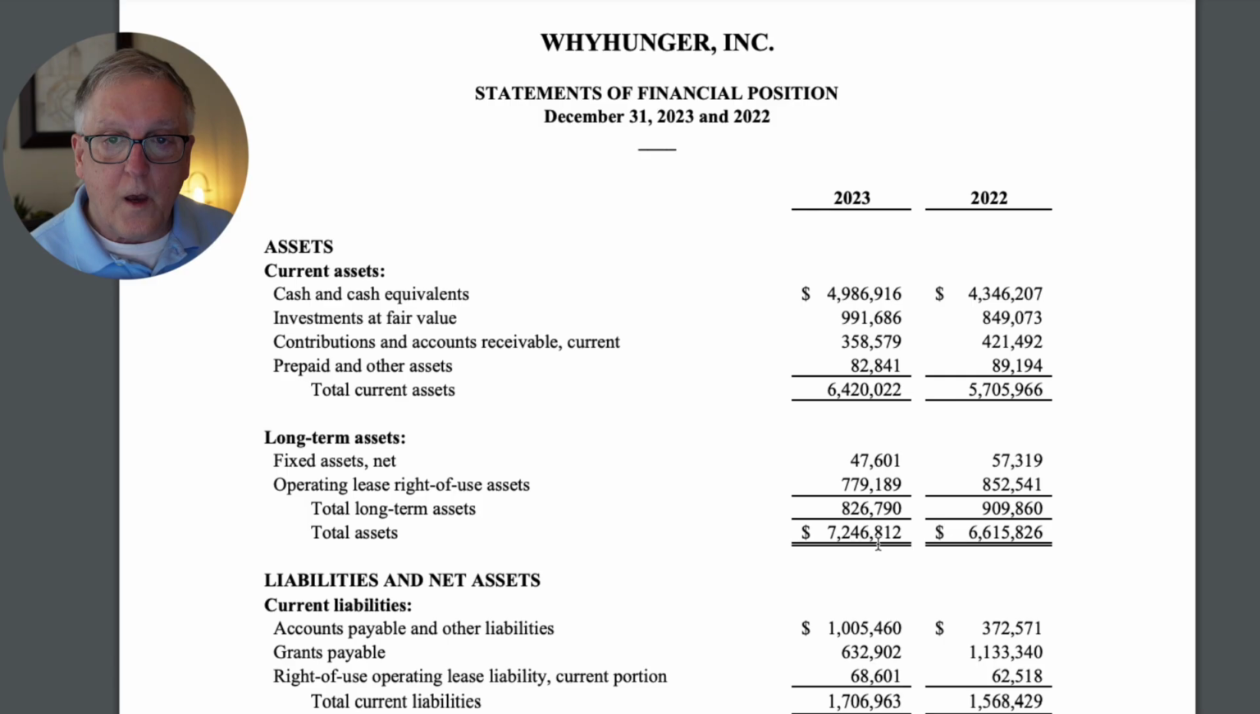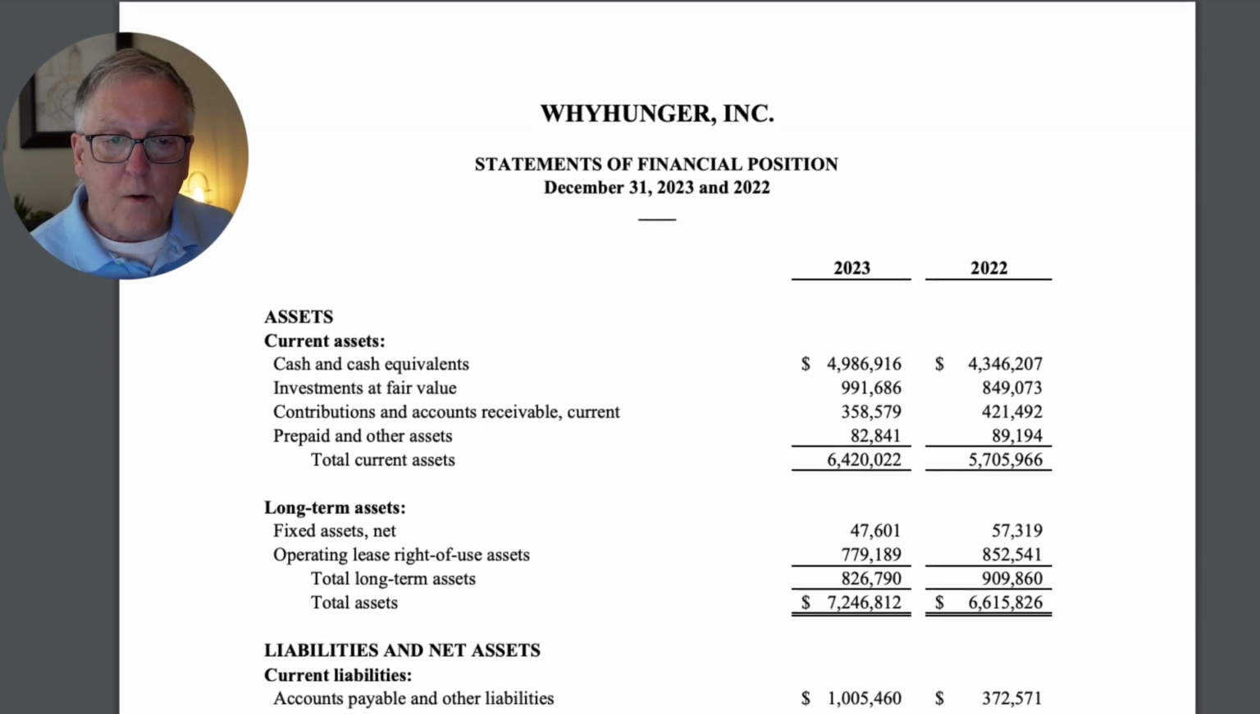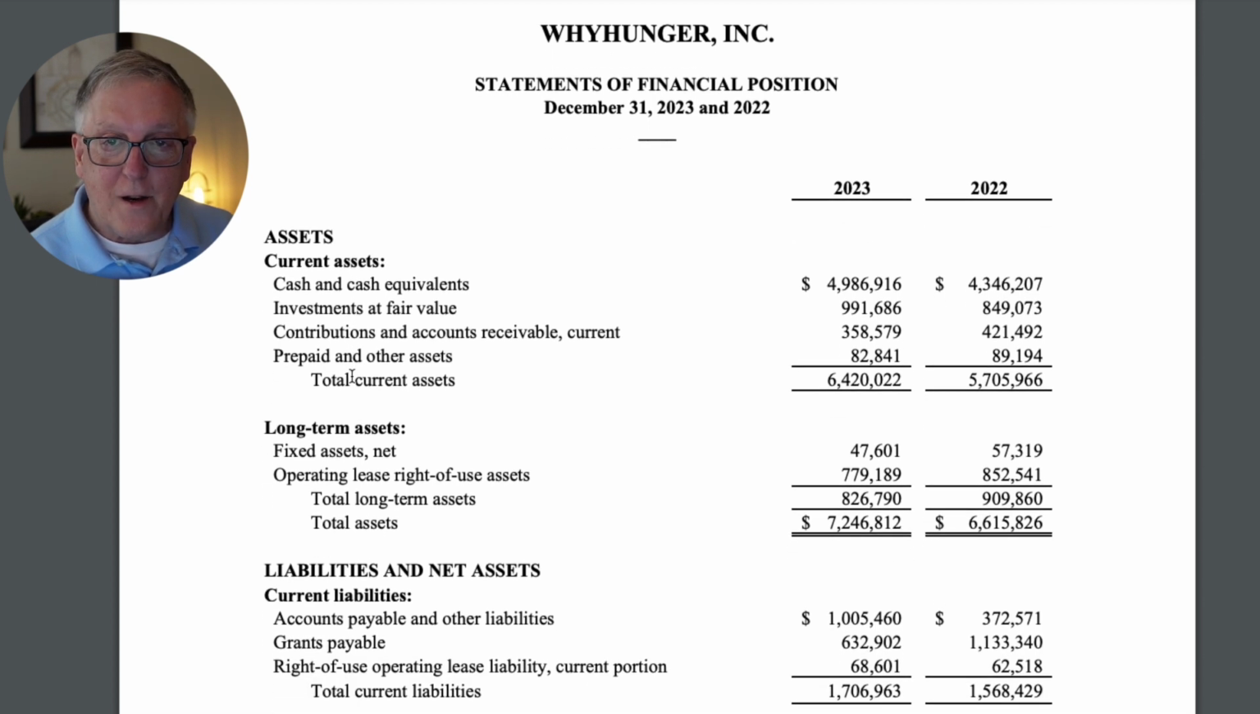So now let's look at the financial statements. So here's the statement of financial position. We look on here, and most nonprofits, you're going to see a fair amount of cash. Hopefully they have plenty of cash, but being a nonprofit, sometimes not. But here we see this entity has plenty of cash. They also have investments, also contributions and accounts receivable. So these are the amounts that this entity has earned but not received.